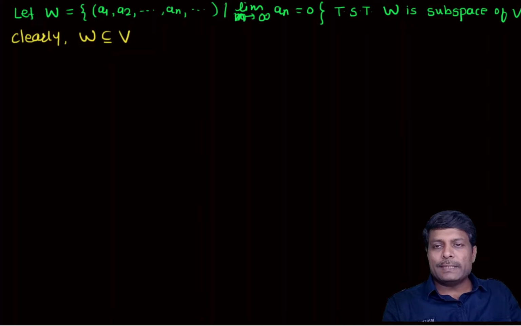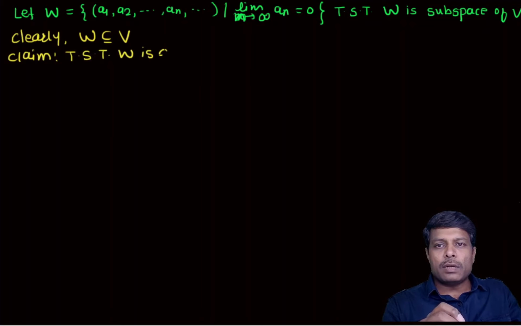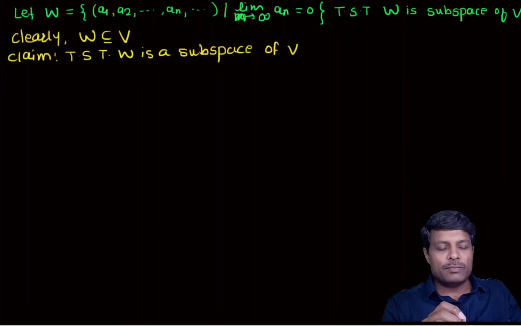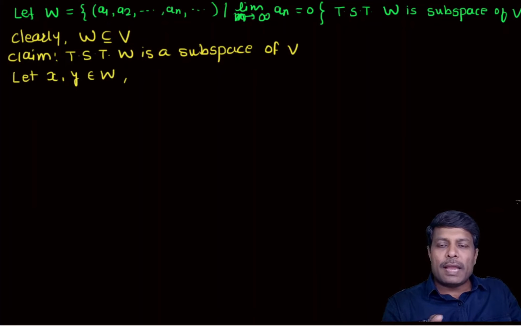Now the second thing is to claim that W is a subspace of V. Now how can we show that? For that you need two elements of W. So I'm denoting these two elements by X and Y. You may take any letters, but here I am considering X and Y, members of W, and to check the linearity, we need two scalars, so alpha, beta belong to F.